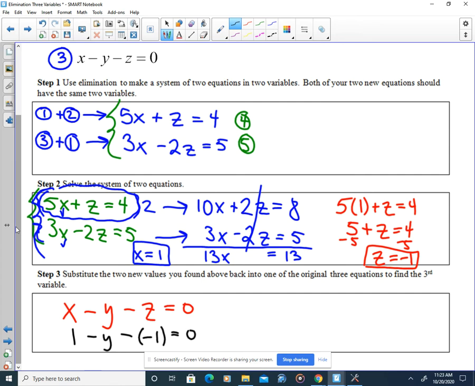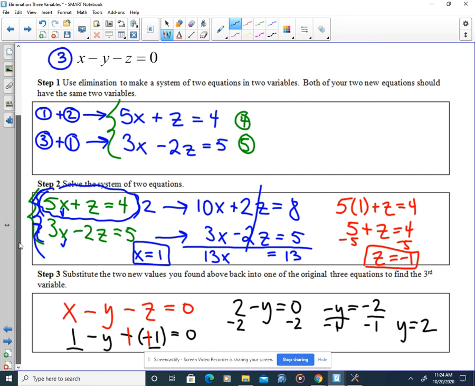When we have minus and -1, remember that becomes plus 1. So if you simplify the left-hand side, we got 1 plus 1, which is 2. So we have 2 minus y equals 0. Minus 2, we get negative y equals -2 divided by -1. So y is 2. And then the last step is to write your solution as a point.